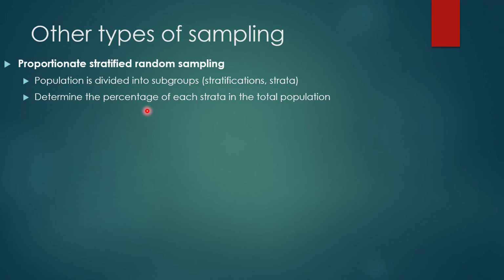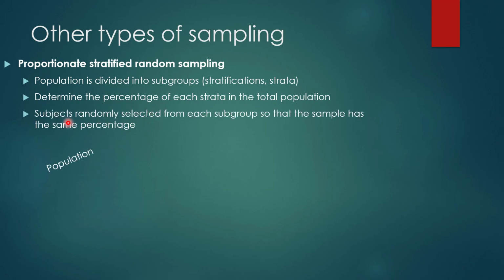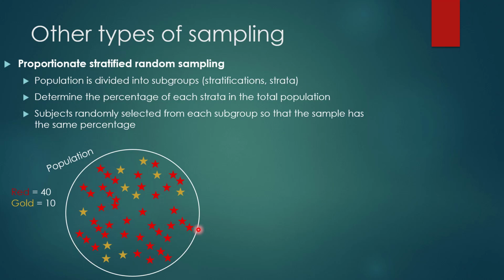And so the idea of proportionate stratified random sampling is that you're randomly sampling from each of those strata, but keeping the proportion that's in the population the same in your sample. So subjects are randomly selected from each subgroup so that the sample has the same percentages. So again, let's say that my population now has just red and gold stars. I have 40 red stars and I have 10 gold stars. So 80% of my population is red stars and 20% is gold stars.